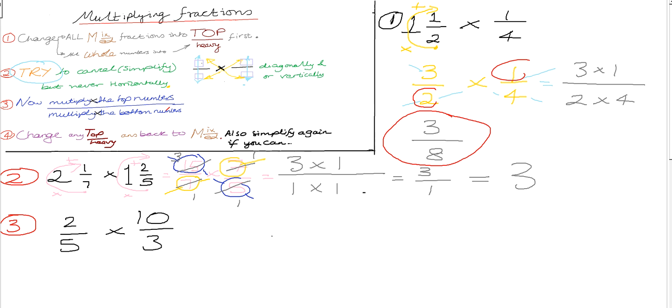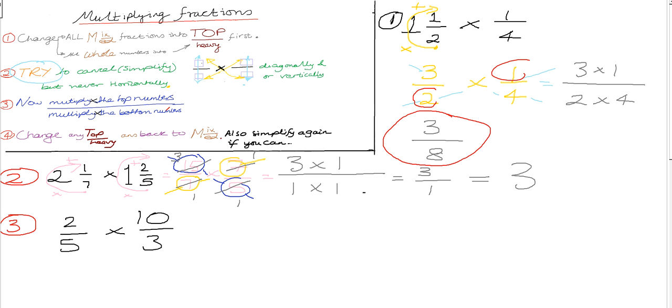Question number 3, folks. Welcome back. We're looking at now multiplying proper fractions. Let's see what happens in this question. So again, we miss our step 1 because we don't have any mixed fractions. We try to cancel diagonally and or vertically. So let's have a look.